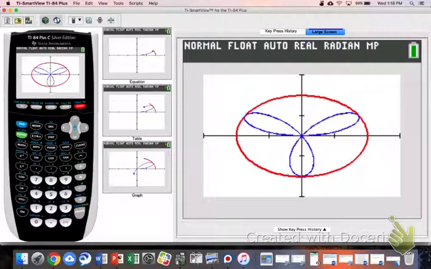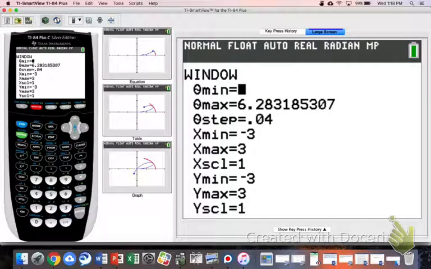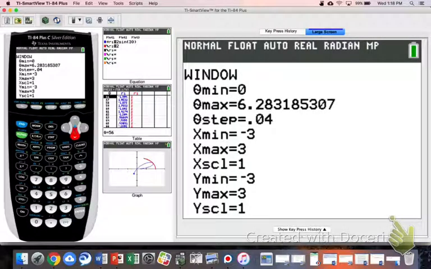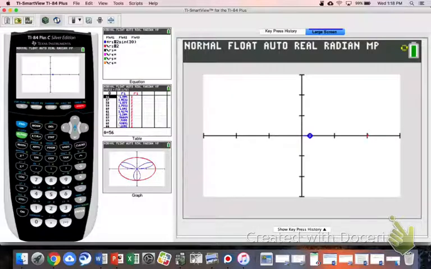What if I went back to my window and I changed my theta max from 2 pi to pi? Right? So I just took half of the domain that I had before. So if I graph this, watch what happens.